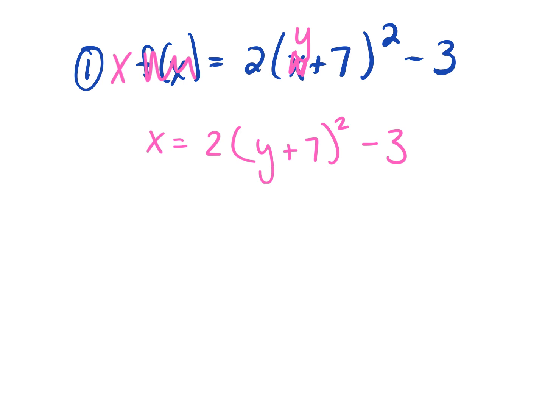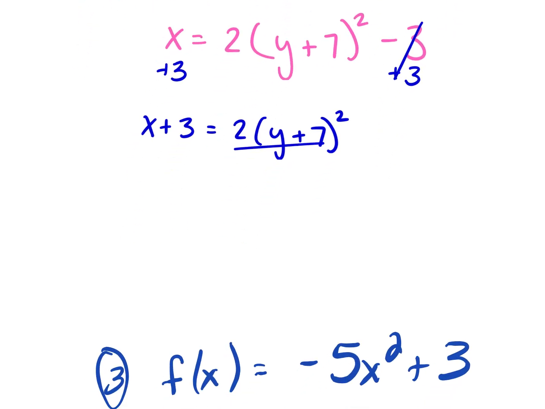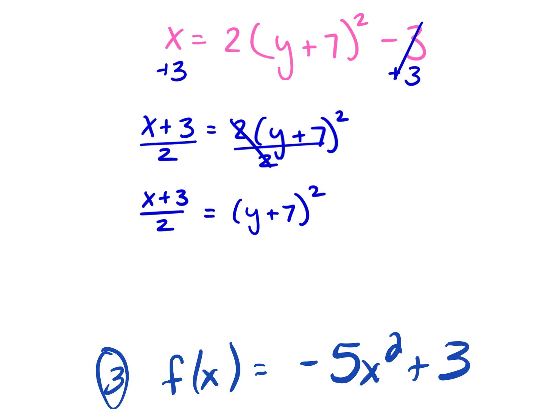We can't distribute because our parentheses are squared, but we just want to move everything to the left side. So what should I move first? The 3. So I'm going to add 3 to move it to the other side. So x plus 3 equals 2 times y plus 7 squared. What should I move next? Let's divide by 2. Since 2 is being multiplied to the parentheses, we're going to divide to move it to the other side. So we have x plus 3 over 2 equals y plus 7 squared.